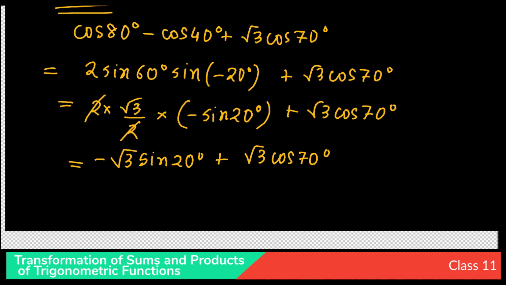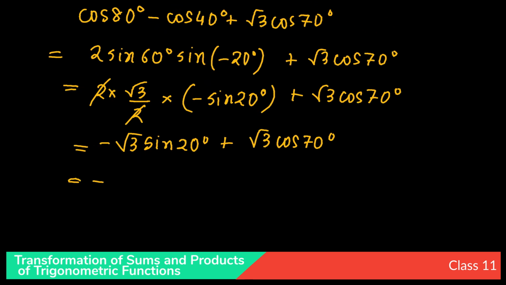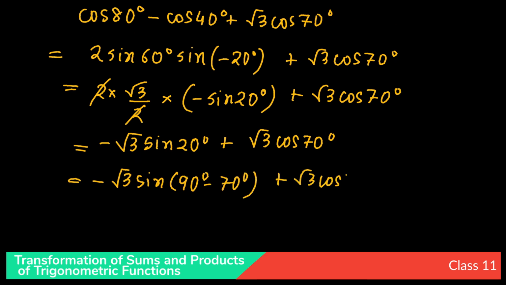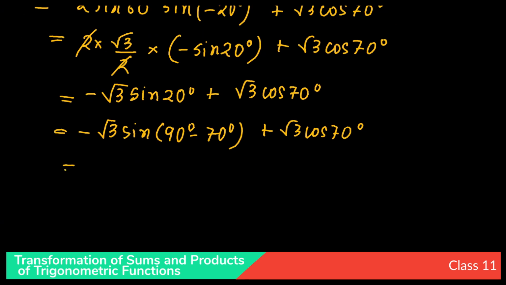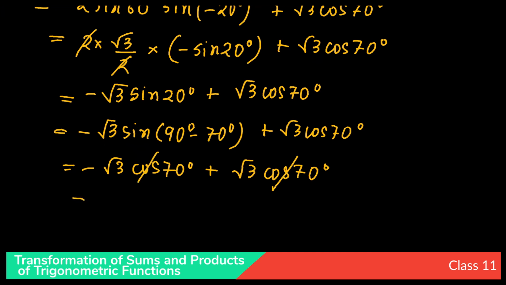Now sine 20 can be written as sine of 90 degree minus 70 degree. Okay, so it is actually what? Sine of 90 minus theta is cos theta. So theta is actually 70, so I can write root 3 cos 70, and we already have root 3 cos 70, so it is minus root 3 cos 70 and plus root 3 cos 70, so it is cancelled, so it is 0, equal to RHS.